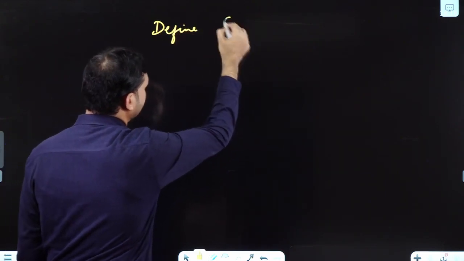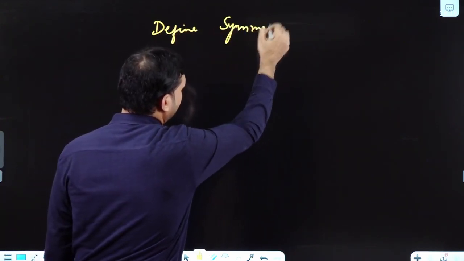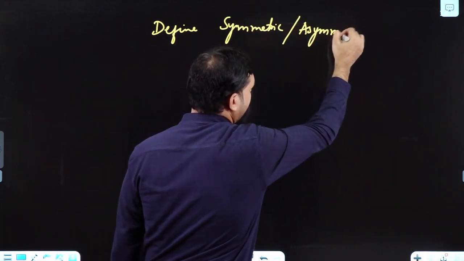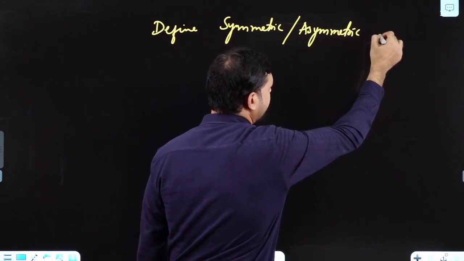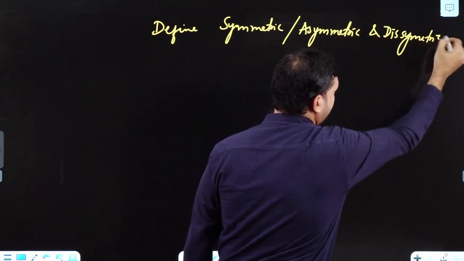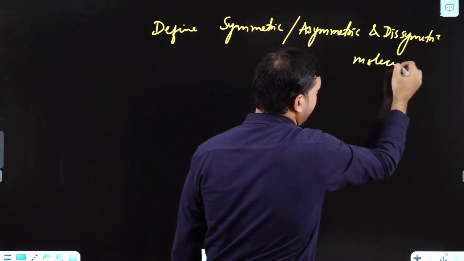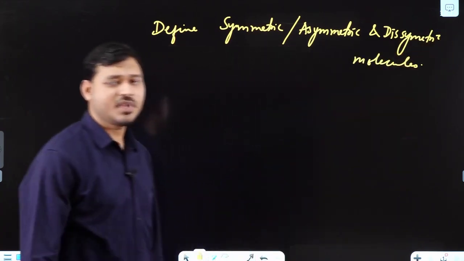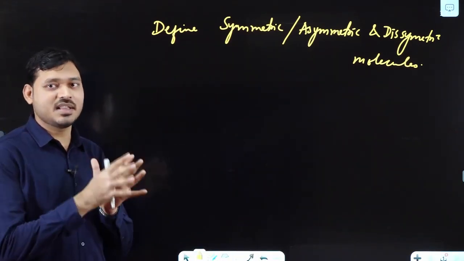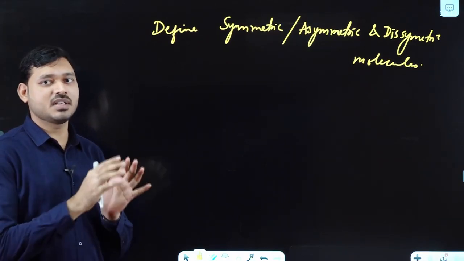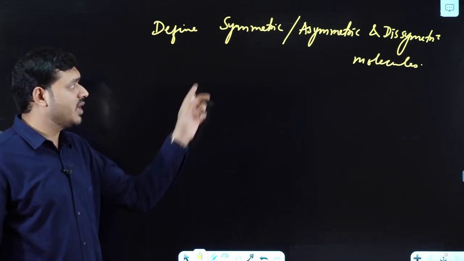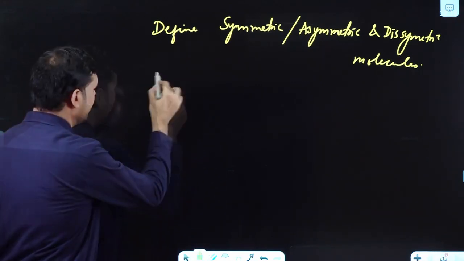Define symmetric, asymmetric and dissymmetric molecules. Dear students, it is one of the famous questions which is asked in the given compounds, whether the compound is symmetric, dissymmetric or asymmetric. Now you have to understand these three terms.